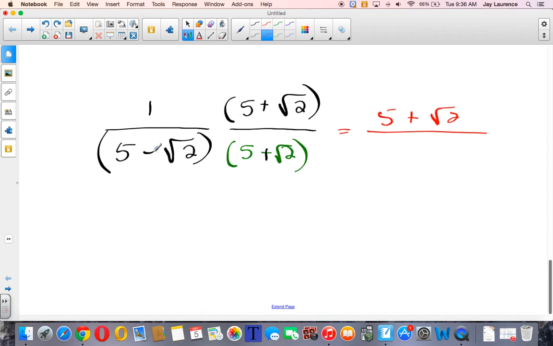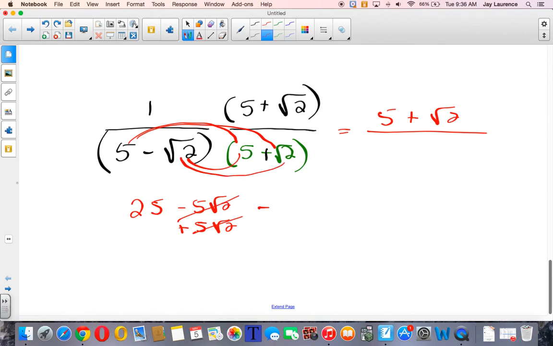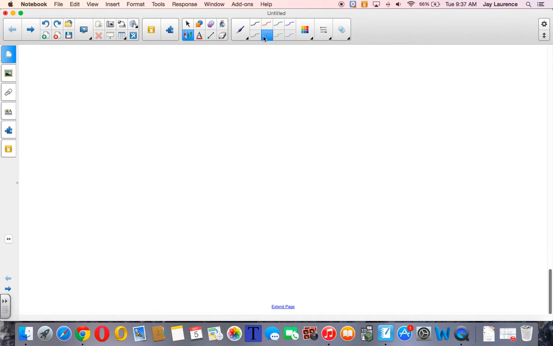The denominator, I'm going to get a 25, get a negative 5 rad 2, get a positive 5 rad 2, so those are going to cancel each other out, and then multiply these two and get a negative 2. So I'm going to get a 23. See how I did that? I used the idea of the difference of perfect squares from factoring. Yeah, it's pretty cool. Let's try another one like that.